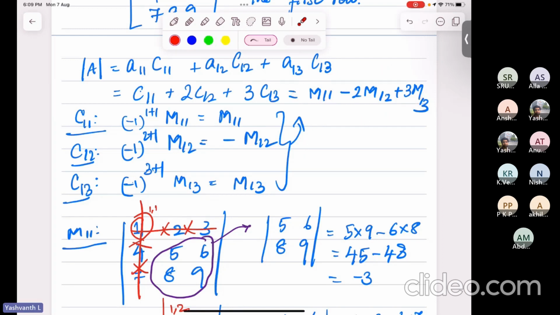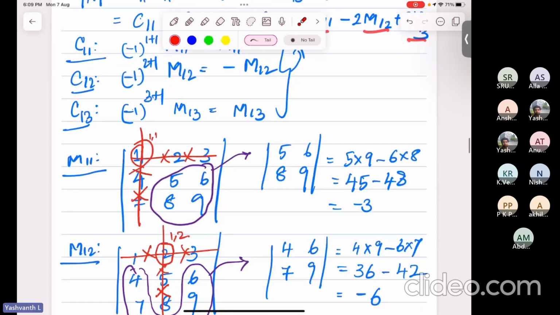Okay. So now what remains is to compute m11, m12, and m13. So what is m11? m11 is a determinant obtained by deleting the first row and the first column. So this is really the first column, and this is really the first row. So delete it. So the remaining matrix is this one, and take the determinant of that matrix. So 5, 6, 8, 9.